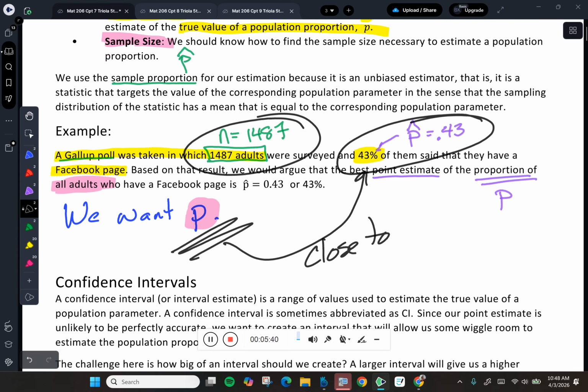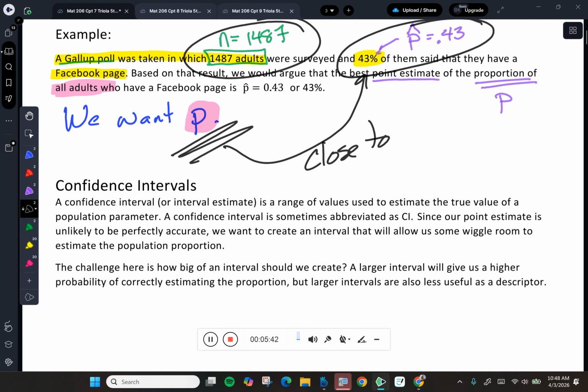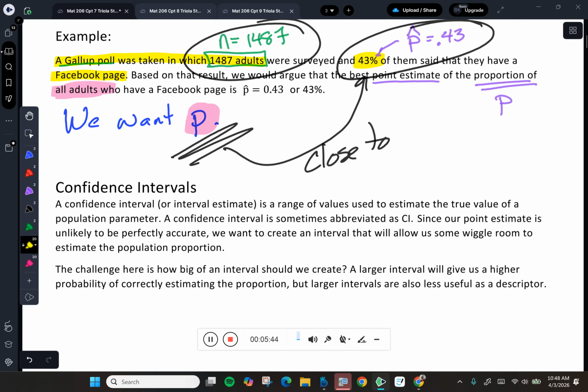Now, what we're going to do to make our estimate a little better is build something called a confidence interval. You've seen these before, but it's doubtful that you have ever actually heard them referred to as a confidence interval.